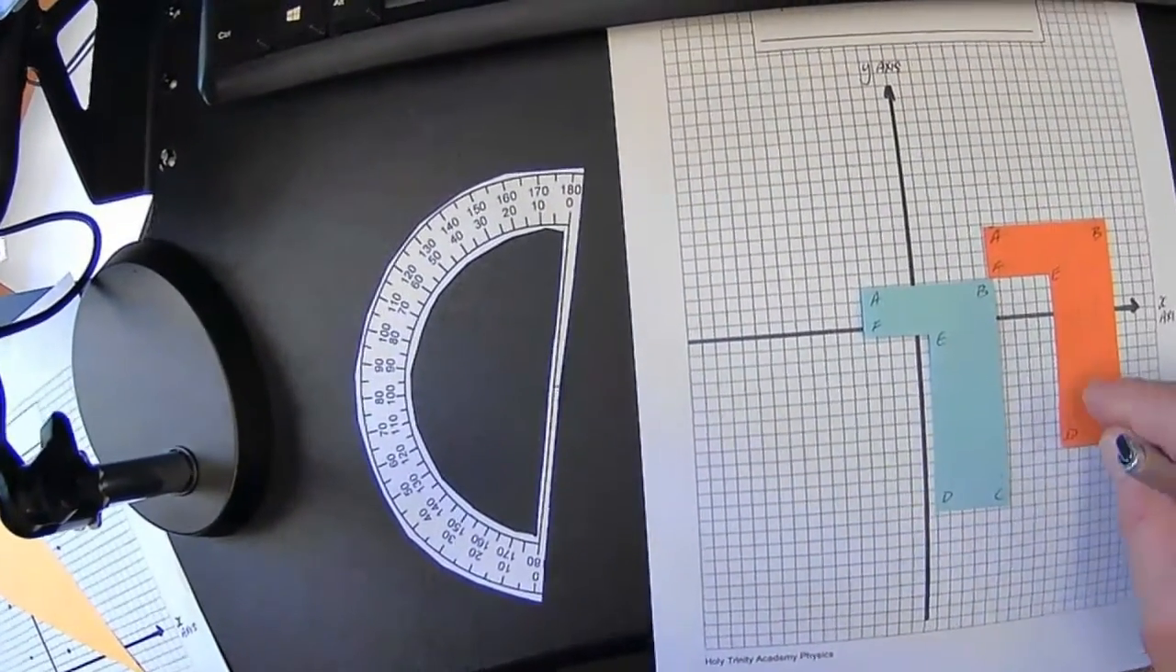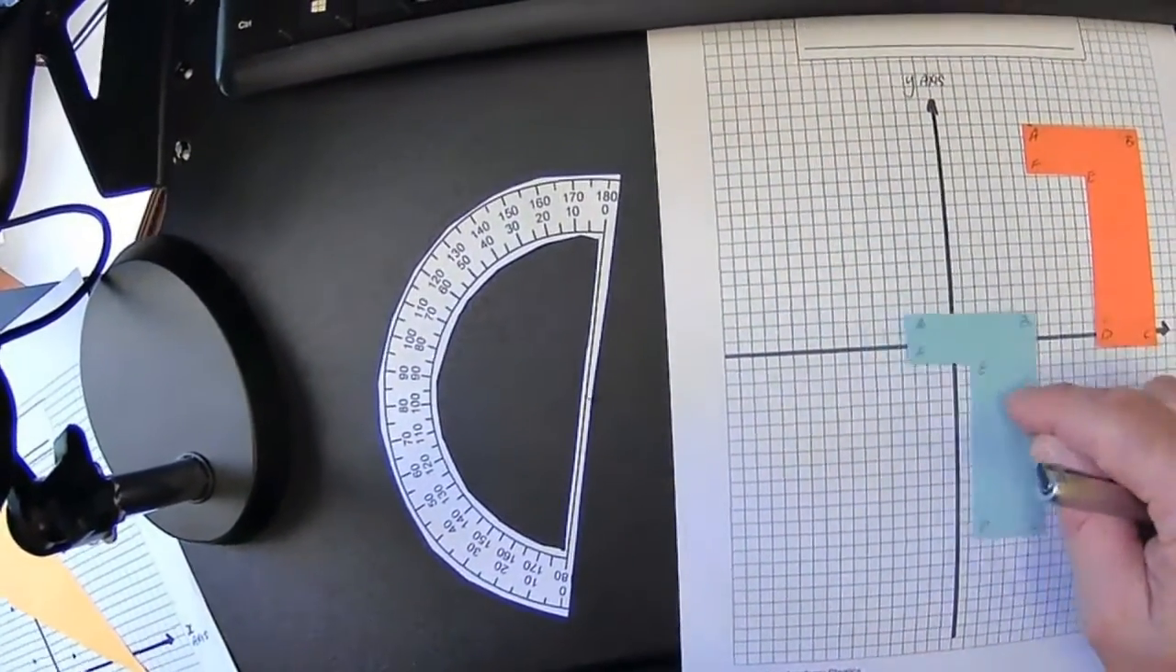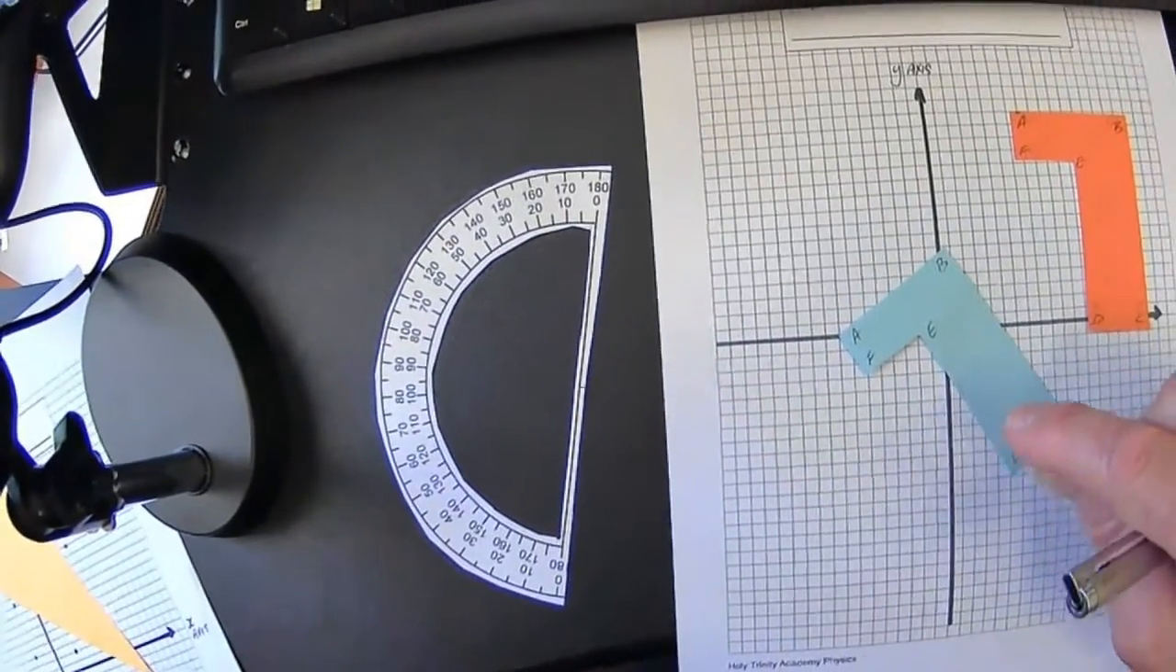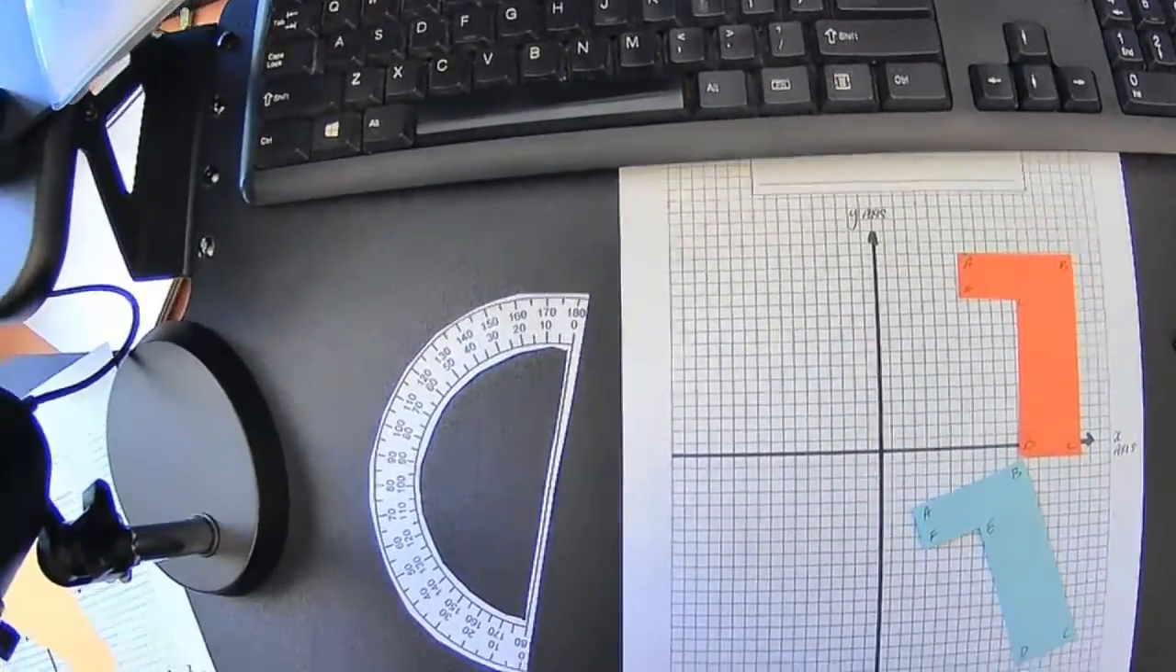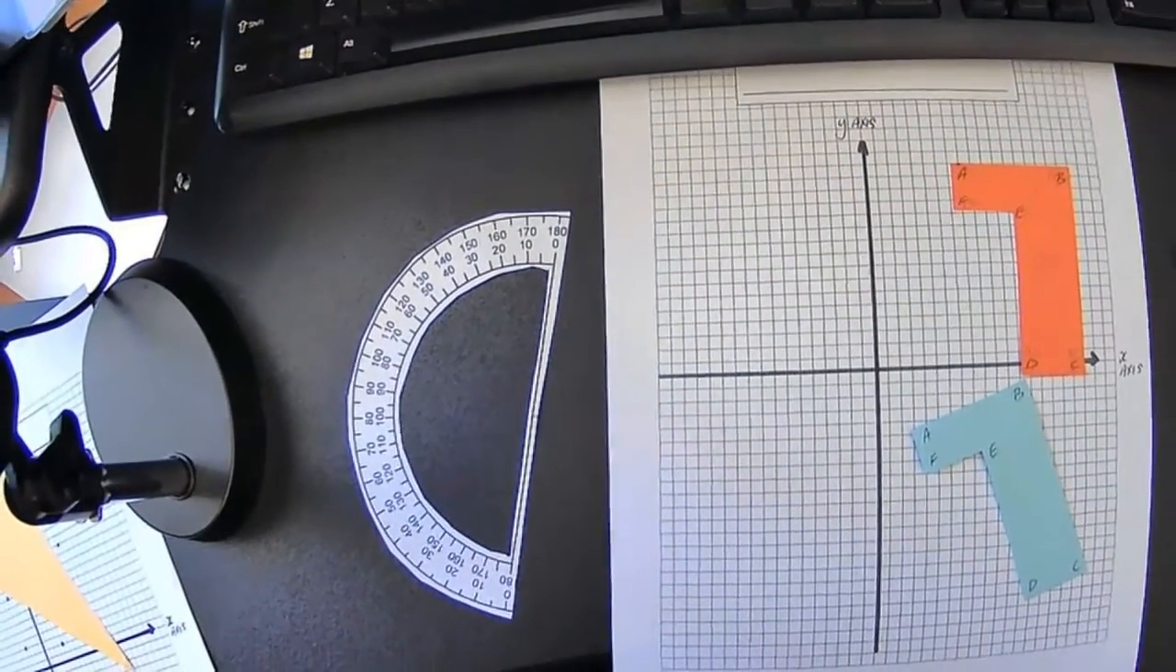So that's translation. Anytime you move left and right, up and down, and notice the orientation doesn't change. That's a rotation skill. So that's how you do that with big, large blocks, paper in the classroom.